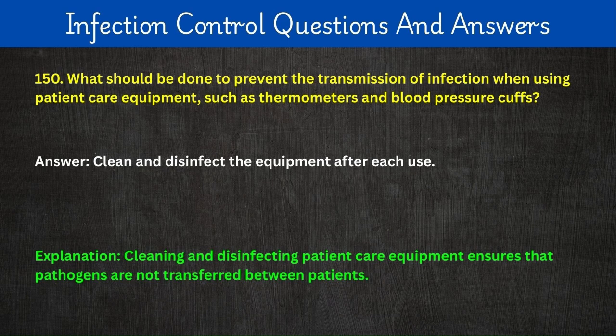150. What should be done to prevent the transmission of infection when using patient care equipment, such as thermometers and blood pressure cuffs? Answer: clean and disinfect the equipment after each use. Explanation: cleaning and disinfecting patient care equipment ensures that pathogens are not transferred between patients.